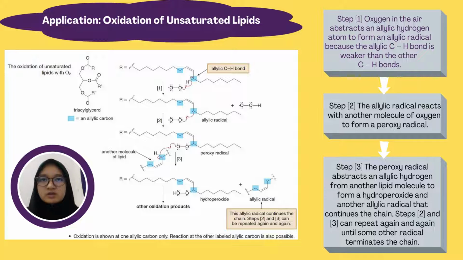Application: oxidation of unsaturated lipids. Step 1. Oxygen in the air abstracts an allylic hydrogen atom to form an allylic radical, because the allylic C-H bond is weaker than the other C-H bonds. In the second step, the allylic radical reacts with another molecule of oxygen to form a peroxide radical. In this last step, the peroxide radical extracts an allylic hydrogen from another lipid molecule to form a hydroperoxide and another allylic radical that continues the chain. Steps 2 and 3 can repeat again and again until some other radical terminates the chain.